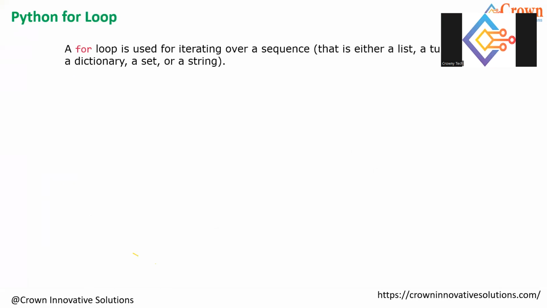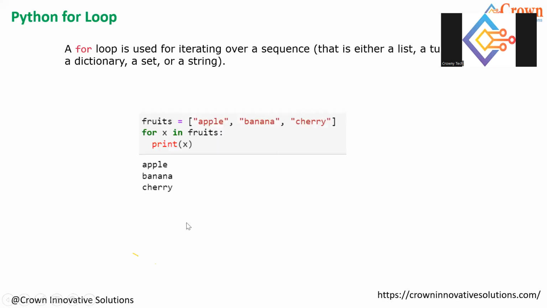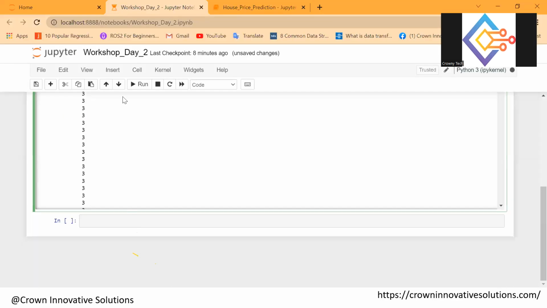Now we'll see the for loop. The for loop is used for iterating over a sequence, either a list, tuple, dictionary, set, or string, anything. Like that it will work. Before that, I'll show you one simple magic with the for loop.